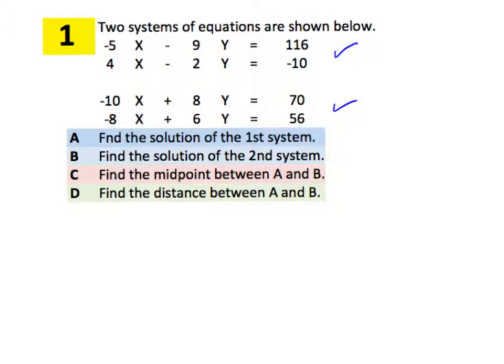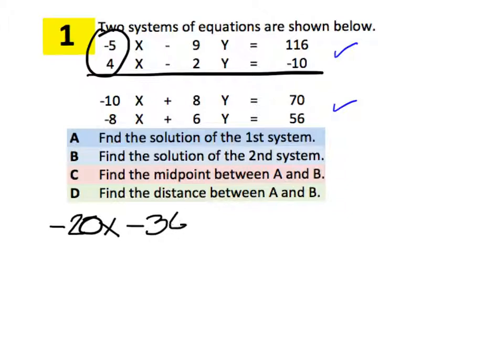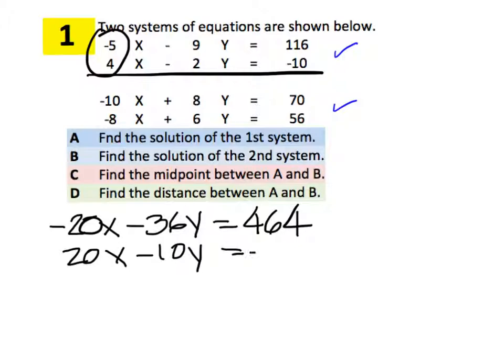If you have to solve this first one, you may want to change these items out here to 20s, positive or negative. Multiply the top one by 4 to get negative 20x minus 36y equals, and 116 times 4 would be 464. And on the bottom, you can just multiply that one by 5 to get 20x minus 10y equals negative 50.